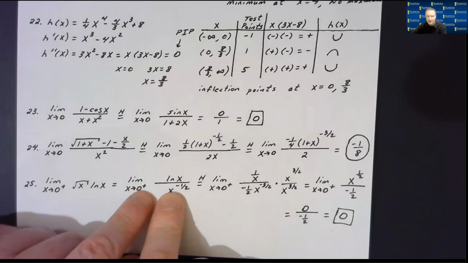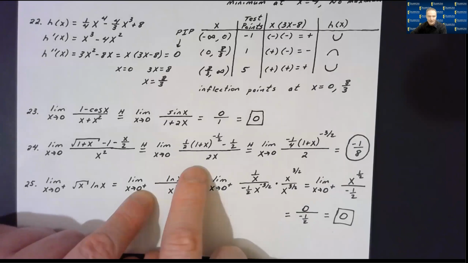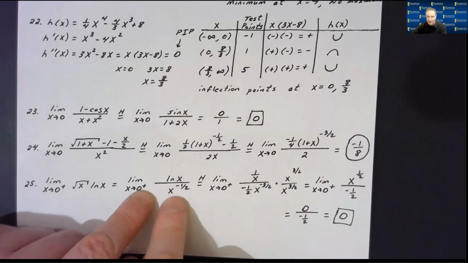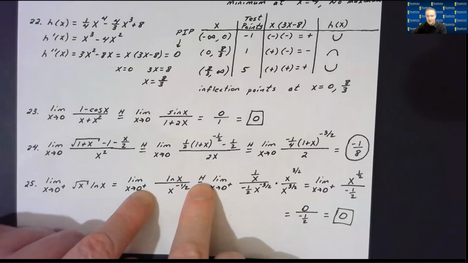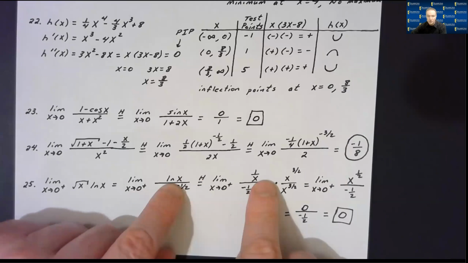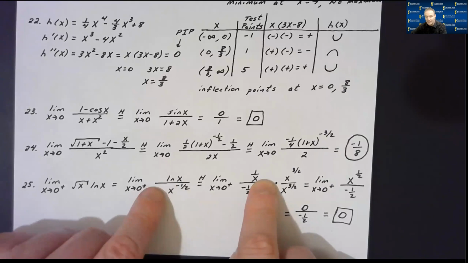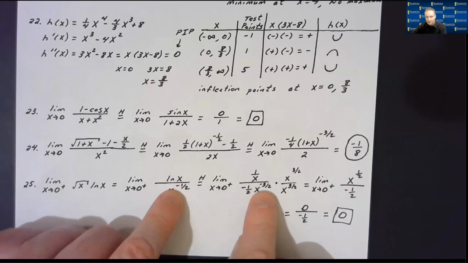And if you tried to apply the limit at this point, natural log of a number approaching 0 from the right, that's your negative infinity. Your denominator is 1 over the root of x. And as x is approaching 0, that would be approaching infinity. So this is a negative infinity over infinity at this point. I use L'Hopital since that's one of our indeterminate forms. When I do that, my derivative of the numerator is just 1 over x. The derivative of the denominator, power rule, you'll get negative 1/2 times x to the negative 3 over 2.